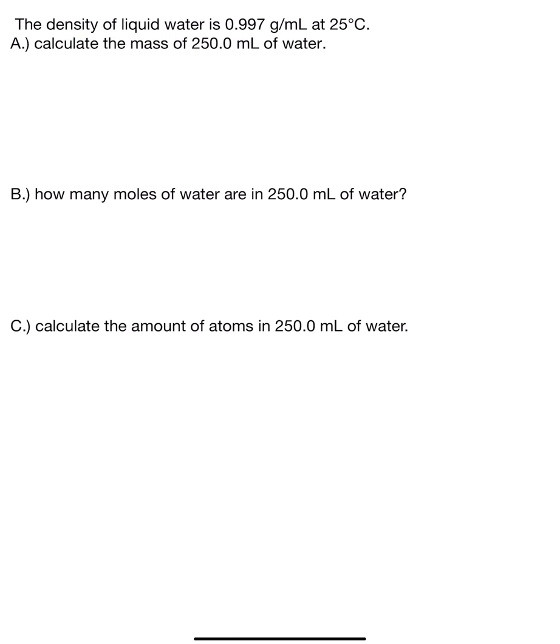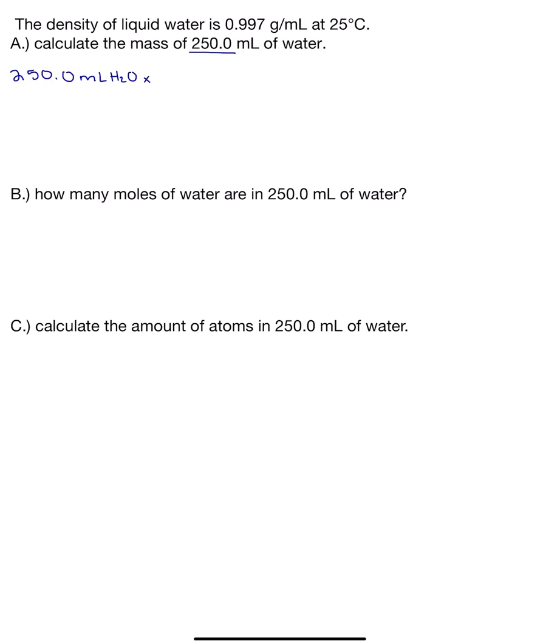The question says the density of liquid water is 0.997 grams per milliliter at 25 degrees Celsius. Calculate the mass of 250.0 milliliters of water. So we're going to start off with this number. Always start off with the one it gives you, of water.